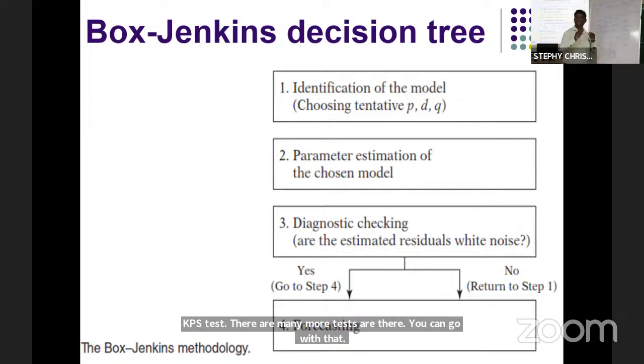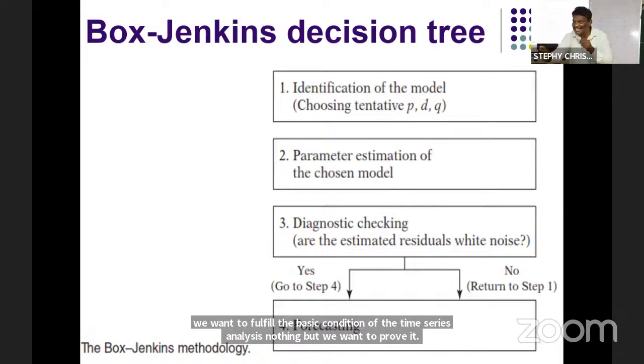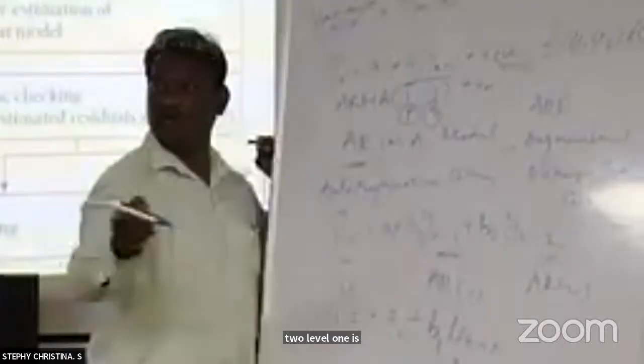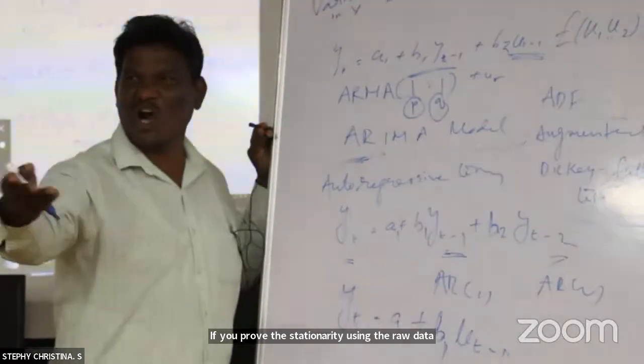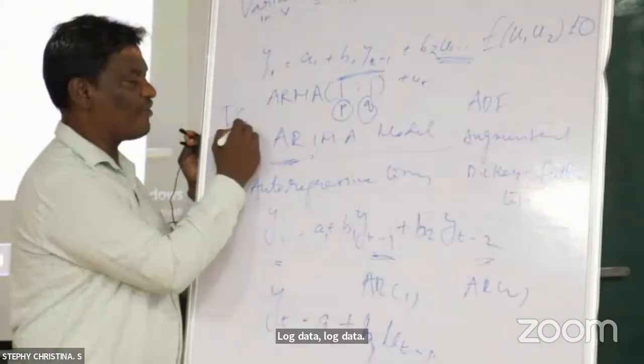Okay, so what I'm saying is, we want to fulfill the basic condition of time series analysis. Nothing but we have to prove that the data set is found to be in a stationarity condition. That's it. Nothing else. Now we can prove it at two levels. One is to prove the stationarity using the raw data. You know what the raw data is? Log data. That becomes integration of order 0.